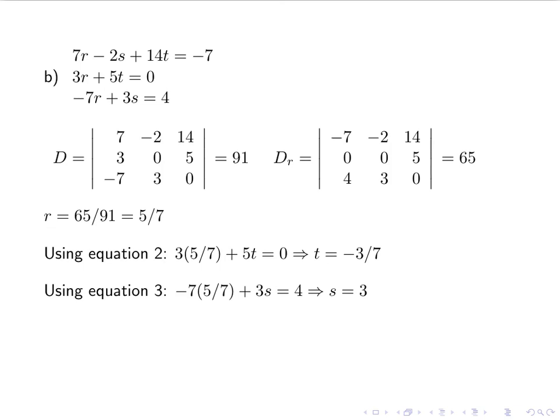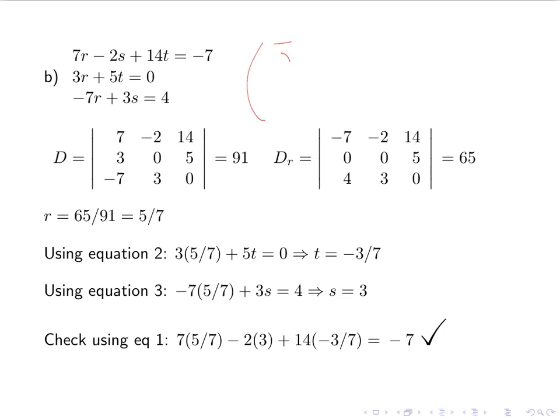Now I'm going to use the equation that I didn't use, which is equation 1, and check it. So is 7 times 5/7 minus 2 times 3 plus 14 times negative 3/7 the negative 7 that it should be? I do it out, and I do get negative 7. And again, my answer is the letters in alphabetical order. So R comes first, then S, and then T. So 5/7, comma 3, comma negative 3/7.